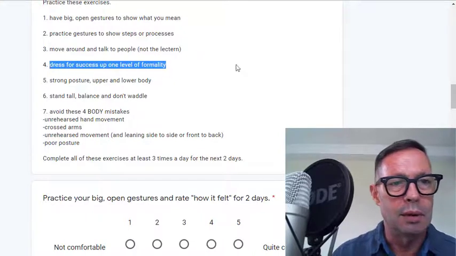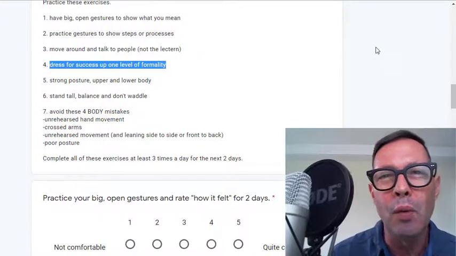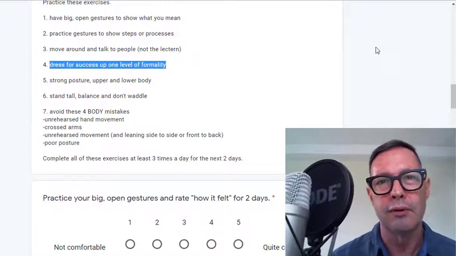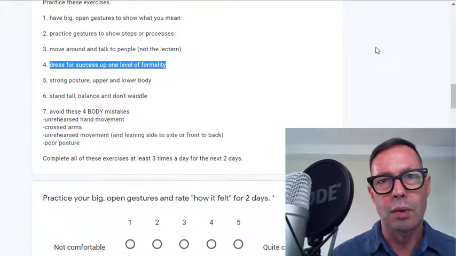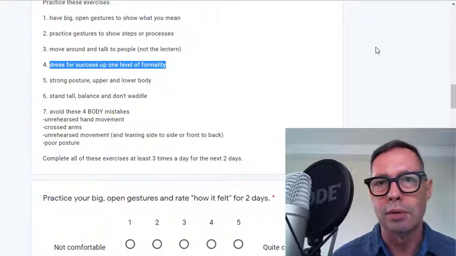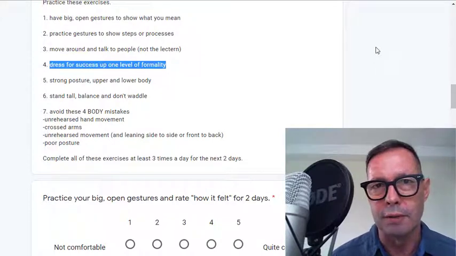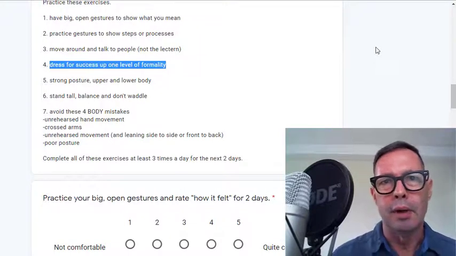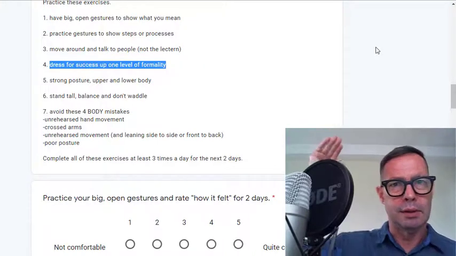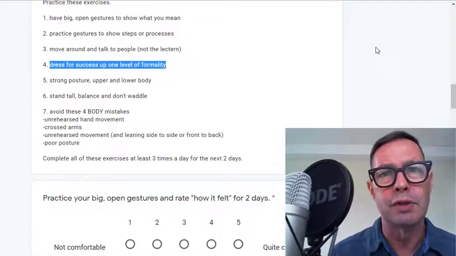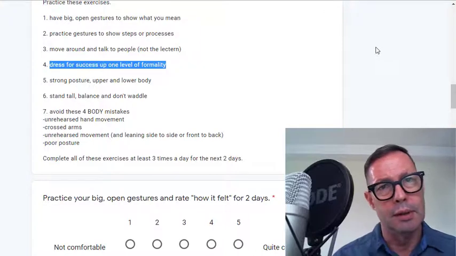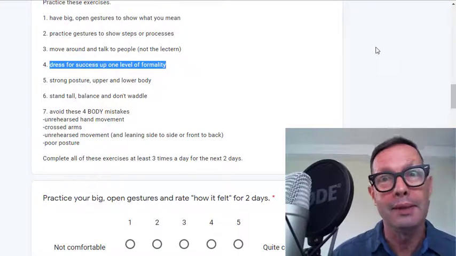Then we want you to dress up about one level up. So if everyone's dressed like this, you want to have that jacket and nice dress shirt. If everyone's dressed like this, you don't want to be in a tuxedo. But if everybody's in a swimsuit, you don't want the jacket either, something like this. I went to that convention.